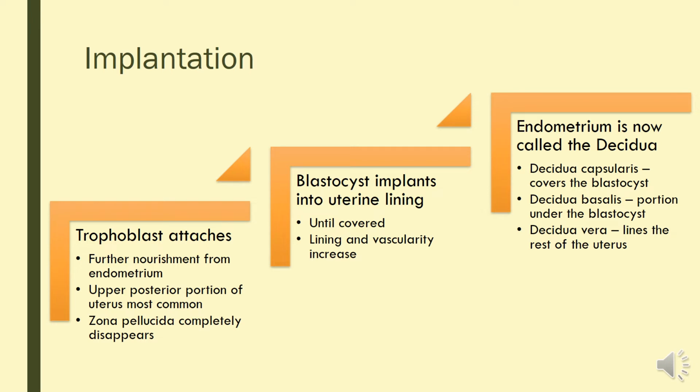The uterine lining, below the blastocyst, increases in depth and vascularity under the influence of progesterone. Following implantation, the endometrium becomes known as the decidua, with the decidua capsularis, which sounds like capsule, covering the blastocyst, while the decidua basalis is the part under the blastocyst and will develop into the maternal part of the placenta. The decidua vera lines the remainder of the uterus.